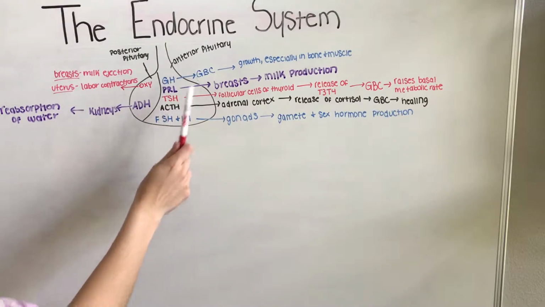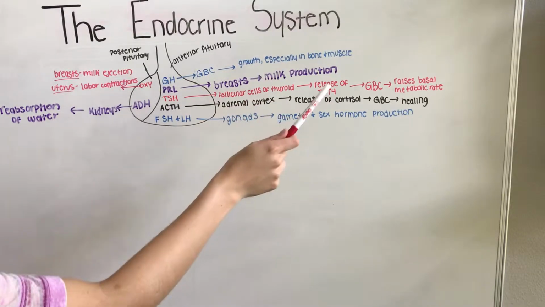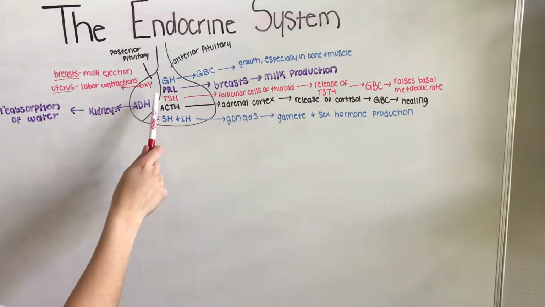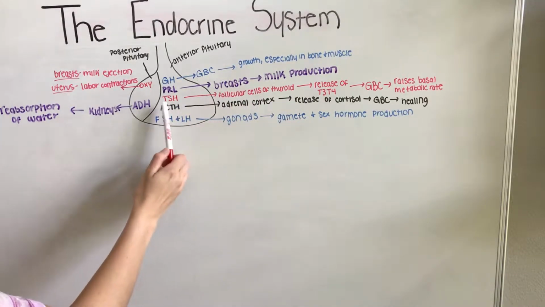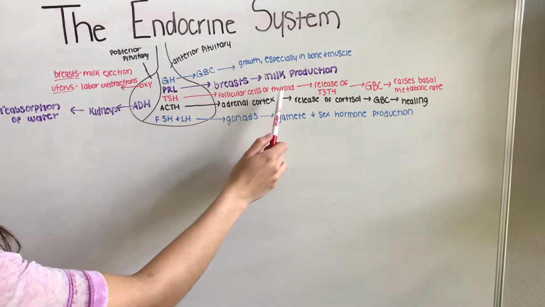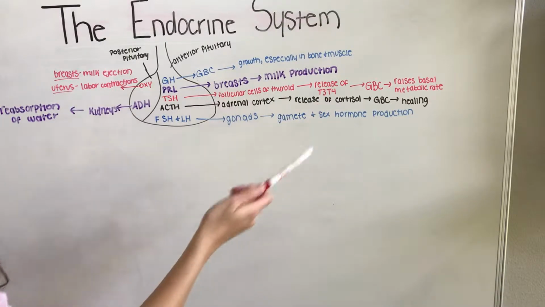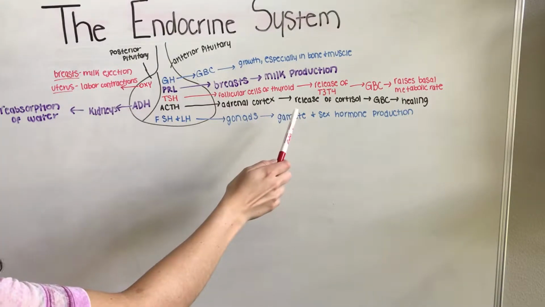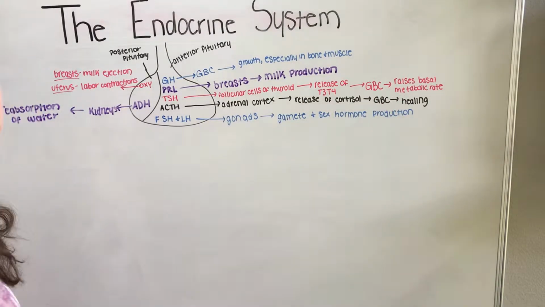Growth hormone targets general body cells and it causes growth, especially in bone and muscle. Prolactin targets the breasts and it causes milk production. TSH, or thyroid stimulating hormone, targets the follicular cells of the thyroid and causes the release of T3, T4, or thyroid hormone. Thyroid hormone then targets general body cells in order to raise the basal metabolic rate, which is basically how many calories you're burning when you're sitting and doing nothing.